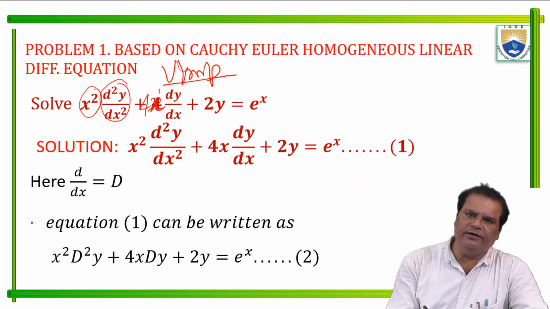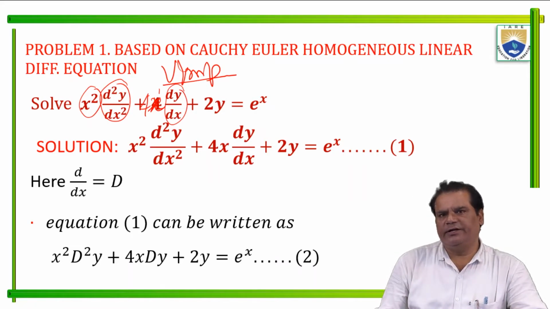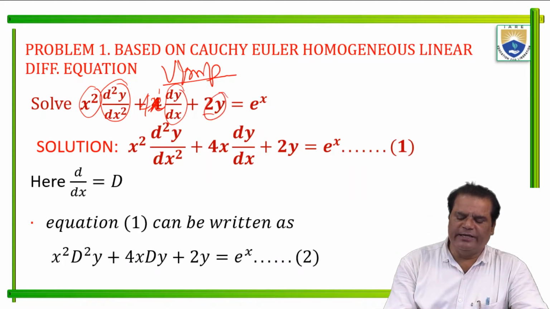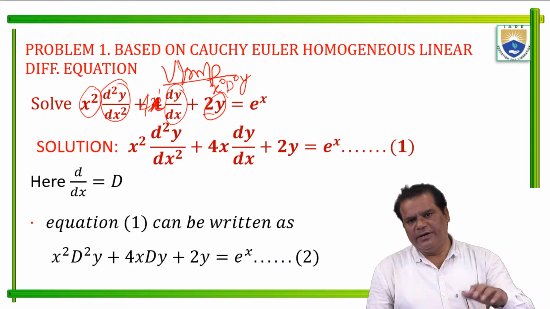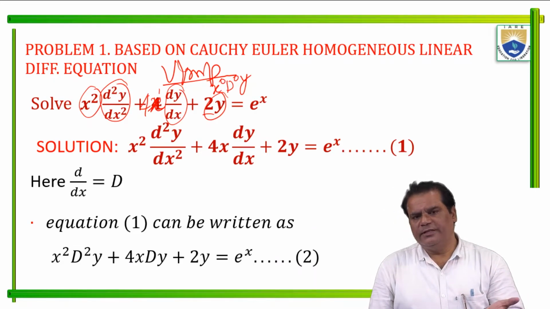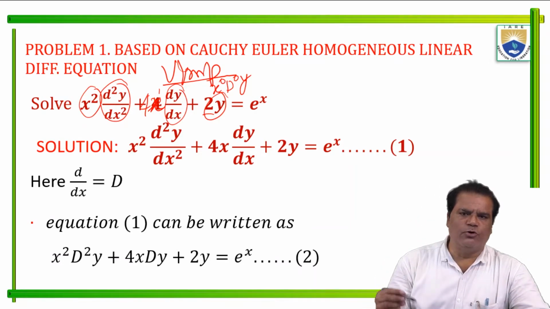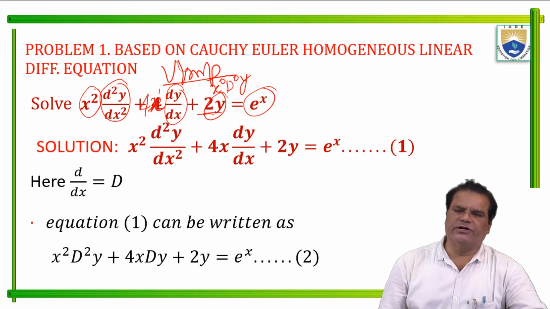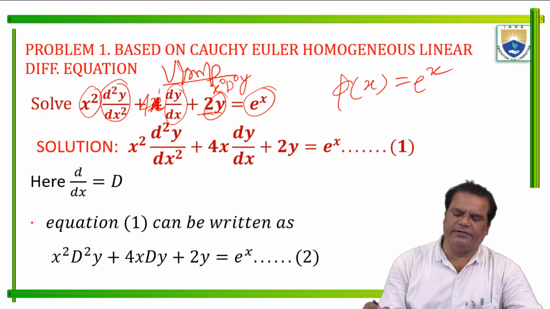Here x to the power 1 multiplies the first order derivative. Plus here 2y, meaning x to the power 0 and derivative of order 0 and y. The independent variable has 0 power, then the derivative also has 0 order, so no order means just y. And on the right hand side there is some function of x. This is phi(x), and phi(x) is e to the power x.